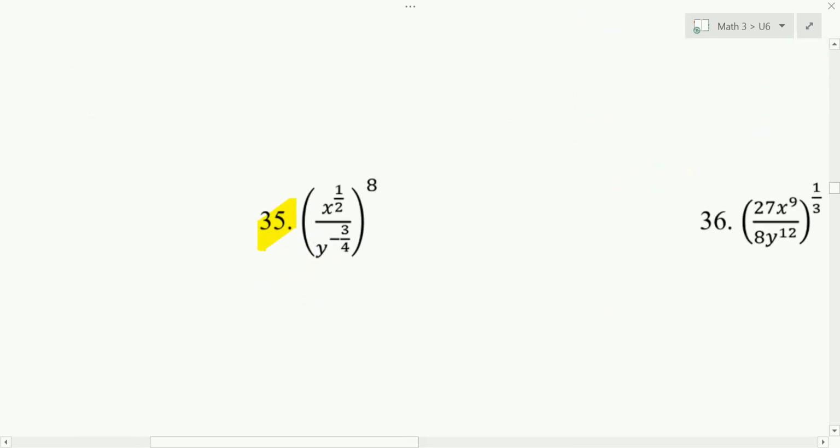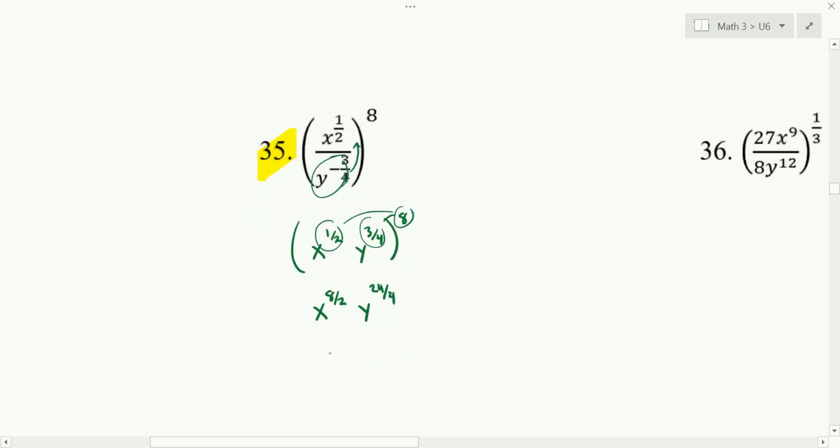Number 35. I have a negative exponent. I'm going to move everything in the bottom to the top to make it a positive exponent. I get x to the 1/2 times y to the positive 3/4 all over 1, but I'm not going to write that, still to the power of 8. I'm going to take that 8 and multiply it with the two exponents, and I get x to the 8 over 2, y to the 24 over 4. And then reduce the fractions and get x to the power of 4, y to the power of 6, and that's your answer.